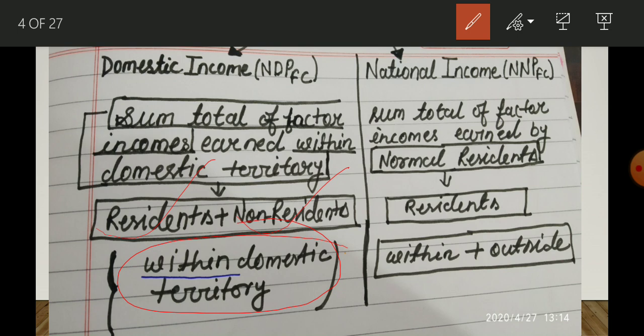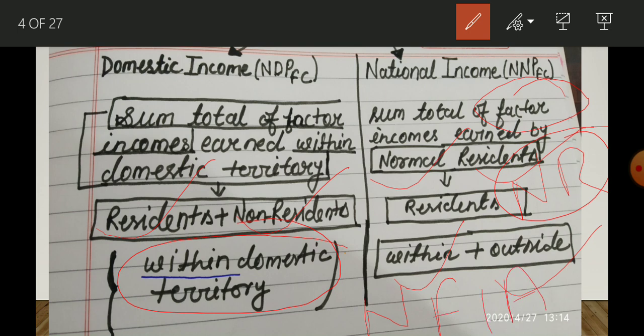On the other hand, in national income we include only the factor income that is earned by normal residents. This means we are not going to include the income of non-residents. We are going to exclude it. Here we include all the factor income that is earned by our normal residents within the country as well as outside the country. So how do we exclude the income of foreigners and include Indians who earn from outside? With the help of NFIA.